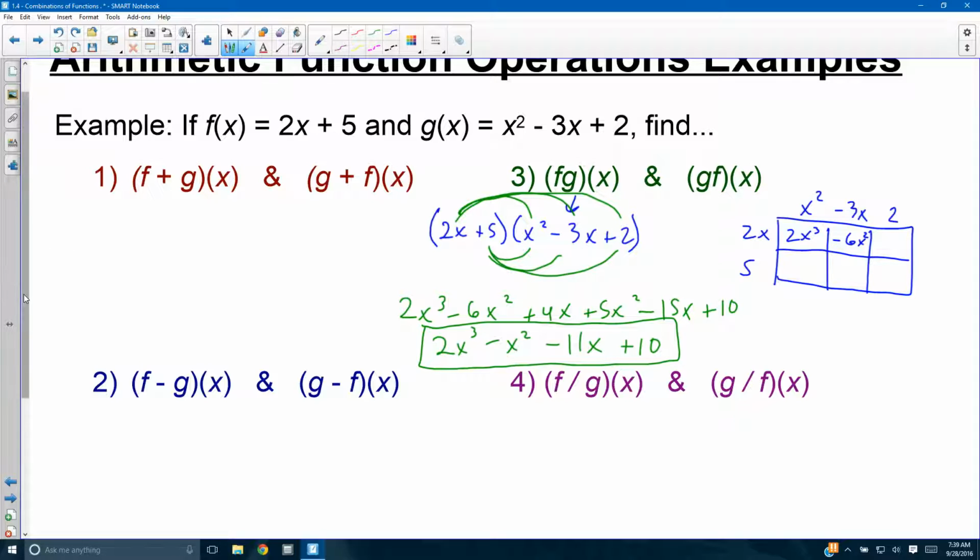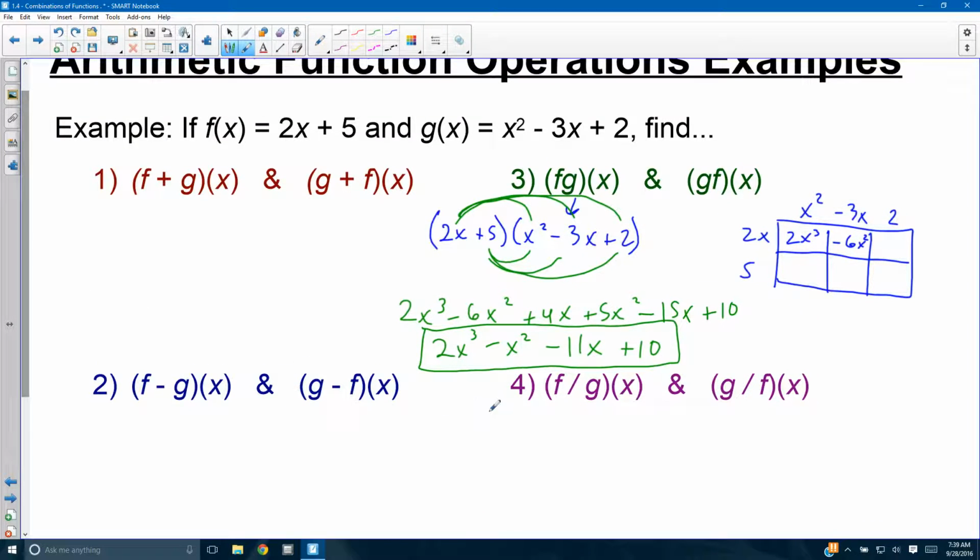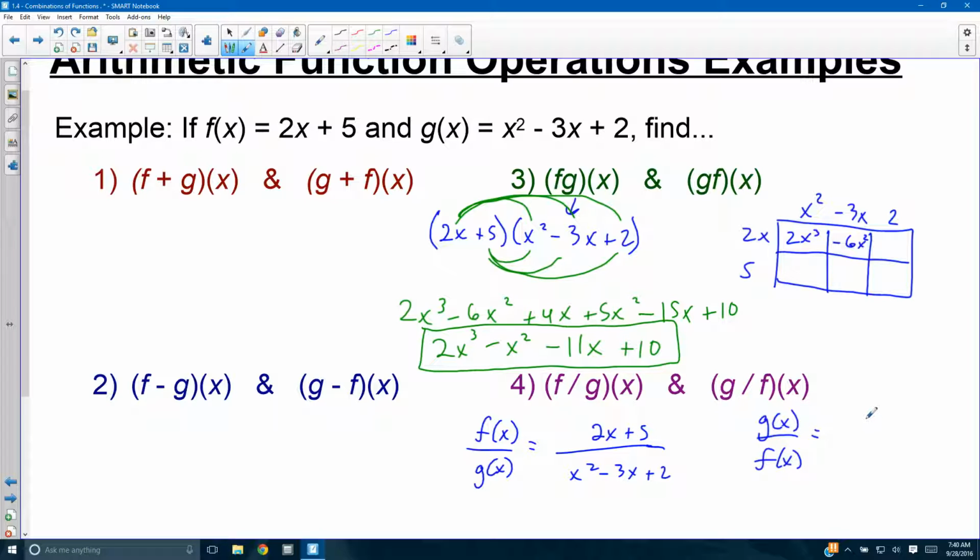Okay, number 4, f over g of x and g over f of x. F over g of x is f of x over g of x, which is 2x plus 5 over x squared minus 3x plus 2. And g over f of x is g of x over f of x, which is x squared minus 3x plus 2 over 2x plus 5.